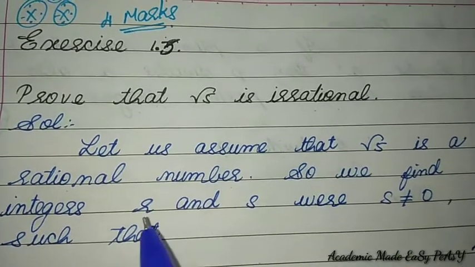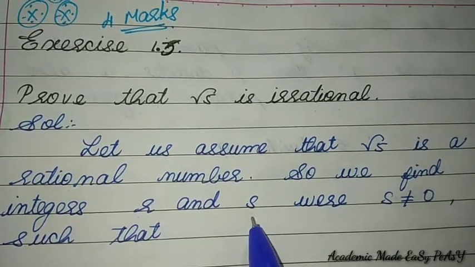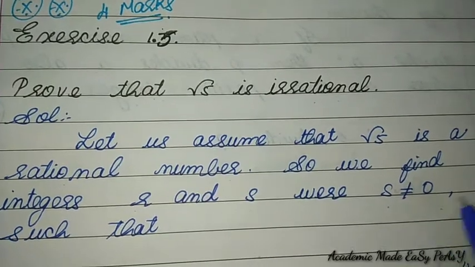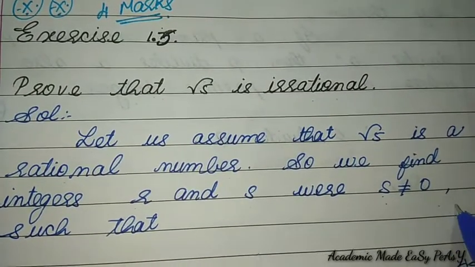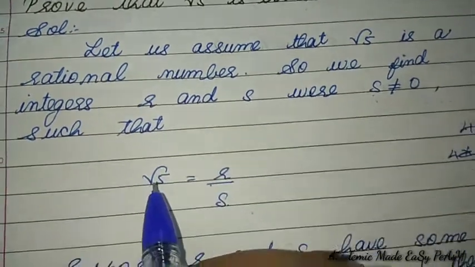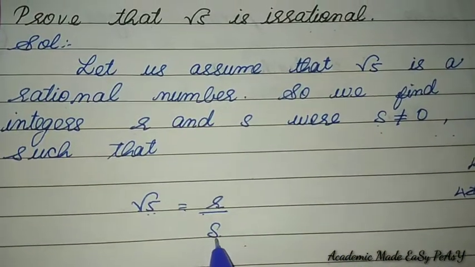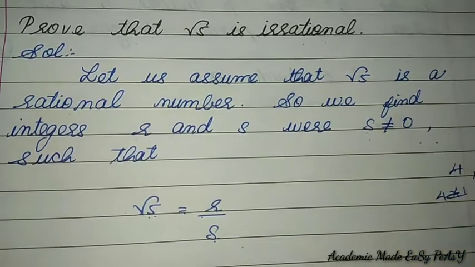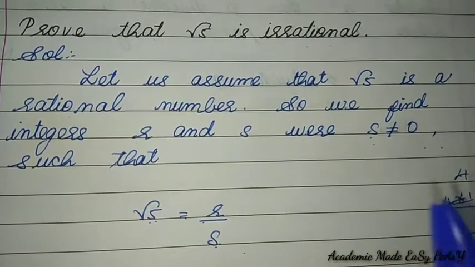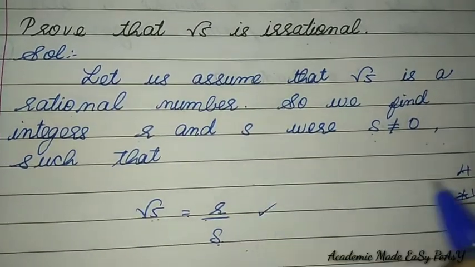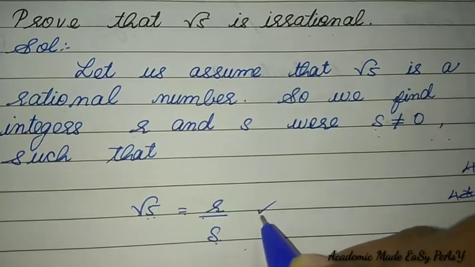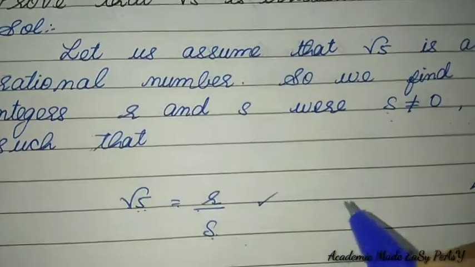That p by q, I am taking it as r and s, where s is not equal to 0, such that I get this equation: root 5 is equal to r by s. I am just assuming that it is expressed in the form of p by q. I have only done this step, and now I think you will be clear why I did it.